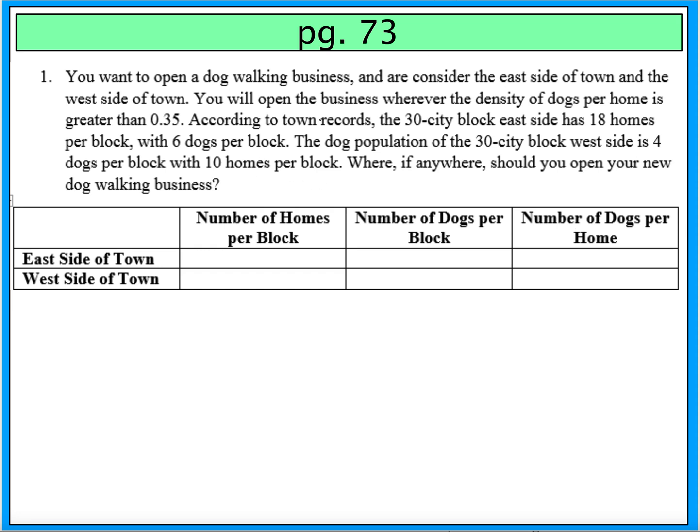So I'm going to take this information and put it into your table. So the east side, again, has 18 homes per block, and they have 6 dogs per block. The 30 city block west side is 4 dogs per block, goes here, and 10 homes. And what are the number of dogs per home? So they want you to do dogs, which is 6, divided by homes, which is 18. So 6 divided by 18, and then you're going to do 4 divided by 10. So go ahead and put those 2 numbers in your calculator and find where you should put your business.